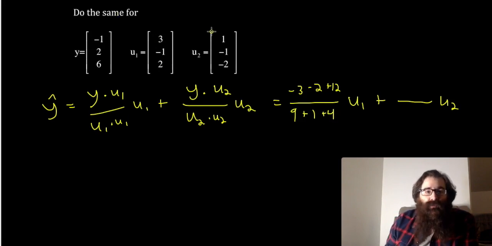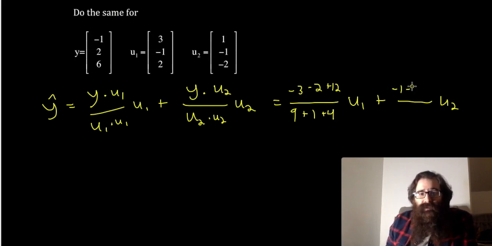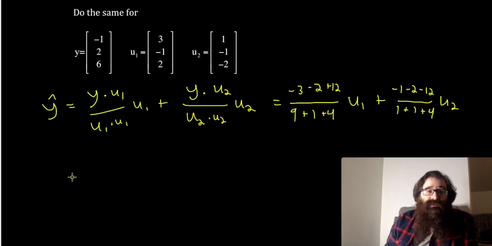Let's do y dotted with u sub 2 next. So negative 1 times 1 gives me negative 1. 2 times negative 1 gives me negative 2. And 6 times negative 2 gives me negative 12. Divided by u sub 2 dotted with itself: 1 times 1 is 1, plus negative 1 times negative 1 is 1, plus negative 2 times negative 2 gives me 4. Let's see what this gives me.